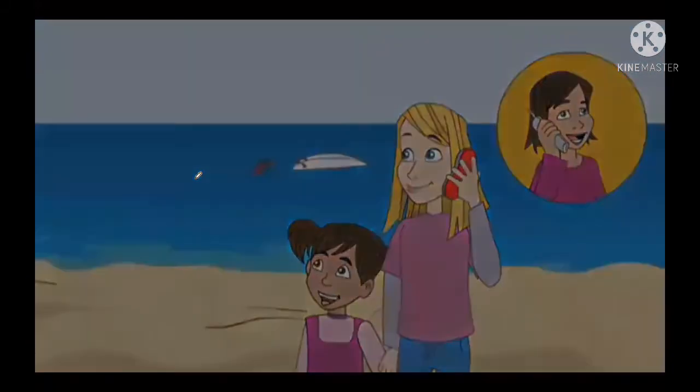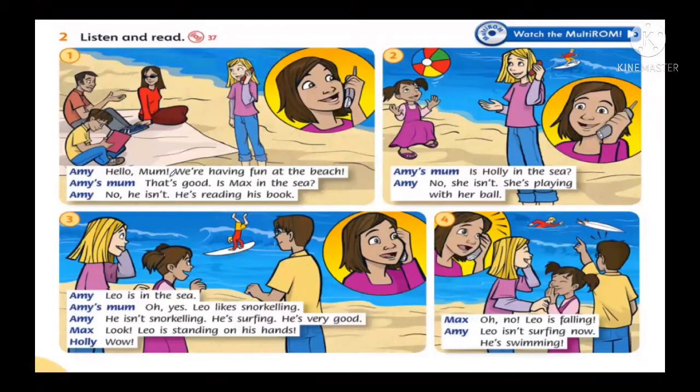All right, so let's read this one again. Okay, so I will read this one. Amy says, "Hello, Mom. We're having fun at the beach." So Amy is calling her mom. Amy's mom says, "That's good. Is Max in the sea?" So she is asking if Max is in the sea swimming or something. But Amy said, "No, he isn't. He's reading his book." You know Max, right? Max loves to read books.